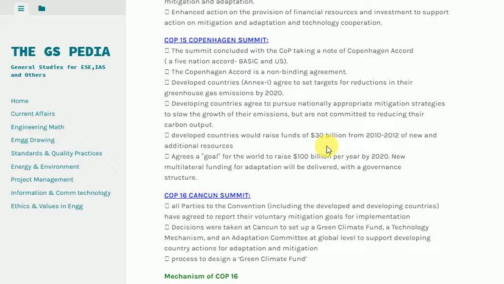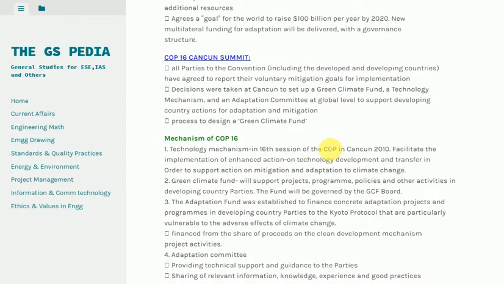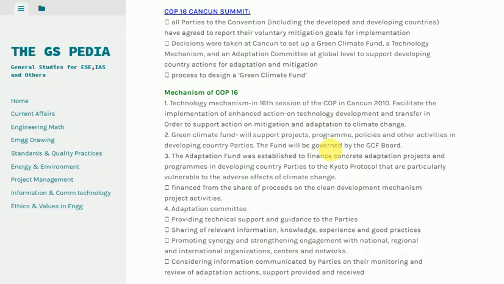COP16 Cancun Summit. All parties to the convention, including the developed and developing countries, have agreed to report their voluntary mitigation goals for implementation. Decisions were taken at Cancun to set up a Green Climate Fund, a technology mechanism, and an adaptation committee at global level to support developing country actions for adaptation and mitigation. Process to design a Green Climate Fund.